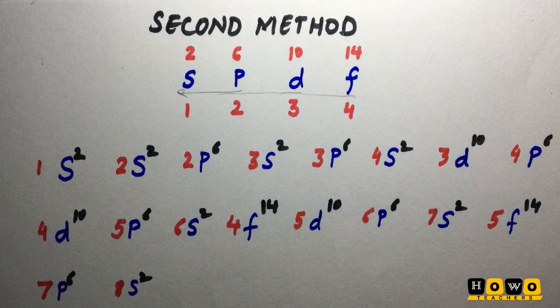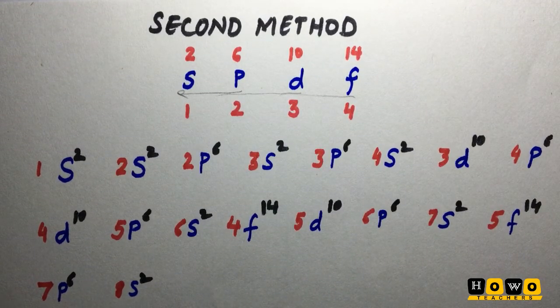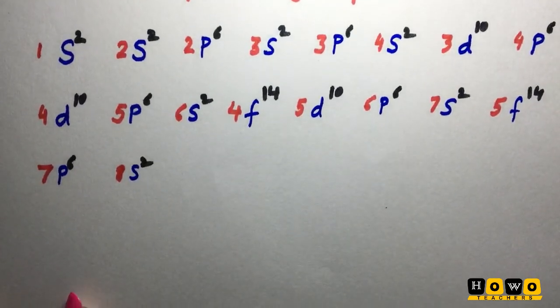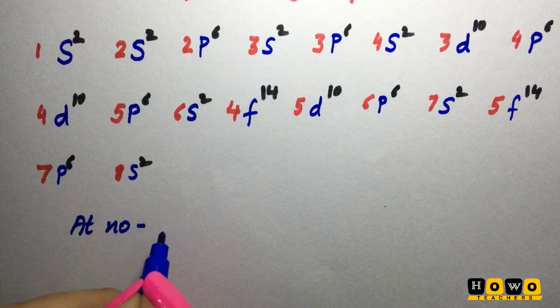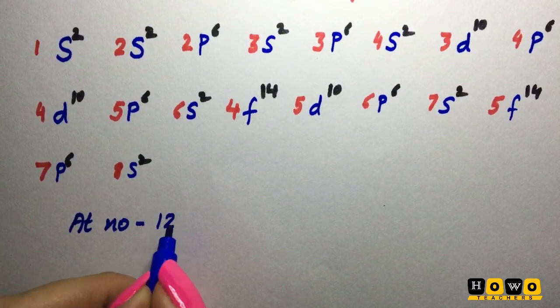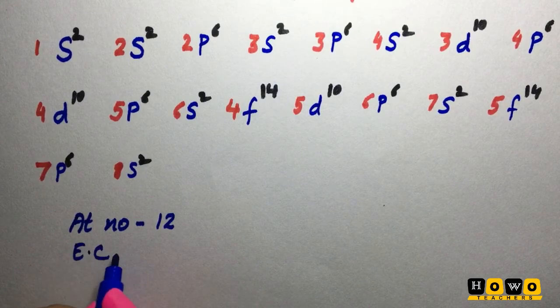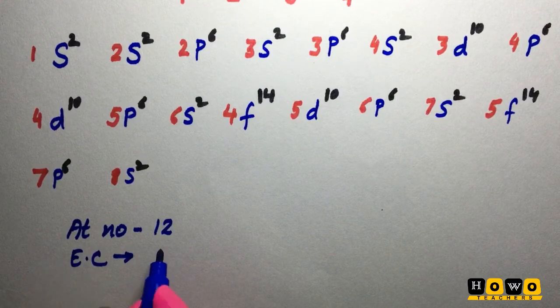Let us take an example to make our work much more easier. So let us start with a smaller example. I am taking here atomic number 12. Atomic number is 12. So the electronic configuration of this atomic number will be, let us firstly write them.